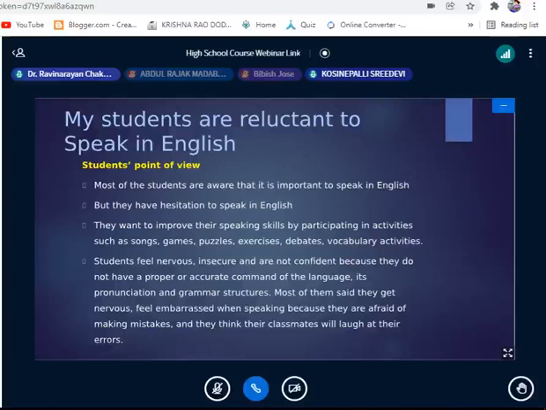Can anybody post in the chat box or even unmute? Acquiring data, sir. Okay, good. You should be able to collect data. You should know how to collect data. Good. And analyzing the data. How to analyze data, correct. So it's not enough if you collect data. If you collect lots of activities, you should know how to analyze it.